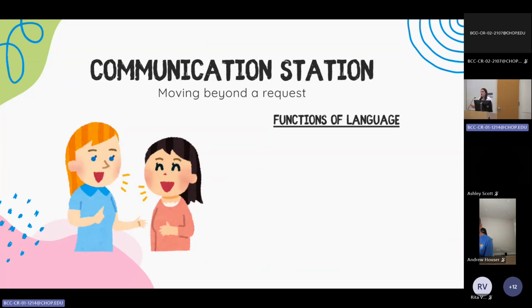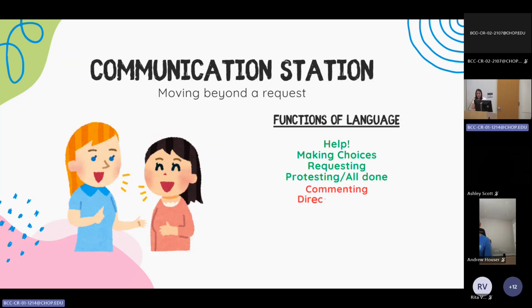Okay, so this is what I call communication station. And a lot of times families get stuck in, well, they can tell me what they want. Okay, great. That is one function of communication. These in green are typically the ones that families are like, okay, they've done all they can on the device because they can ask for help, they can make choices, they can tell me what they want, they can tell me that they're all done. What often gets left out are all of these things.